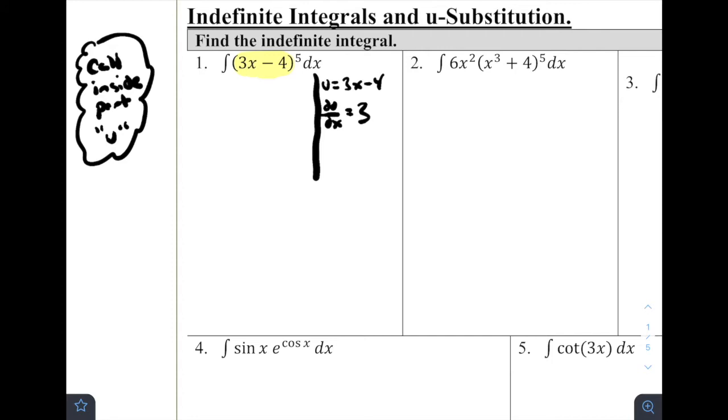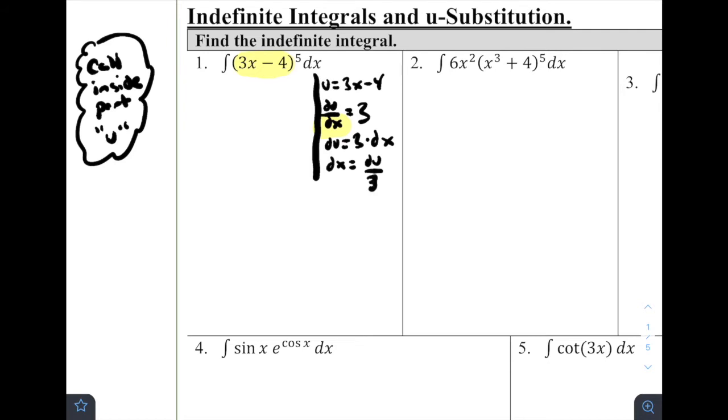Next, I'm going to try to get the dx by itself. I want to get the dx by itself. And so I'm going to multiply that to the other side. So du is equal to 3 times dx, and then I'm going to divide by 3 to get that by itself, which means that dx is equal to du over 3.